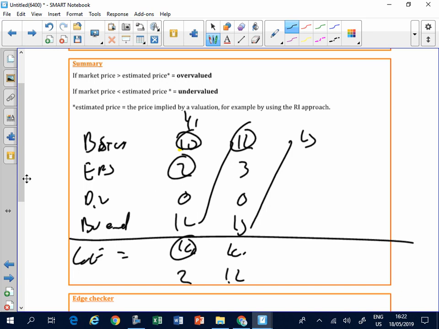Wait, no, that's 1.2, sorry. And here's going to be 1.5. So your cost of equity is now the same. After you've done that, you deduct your equity charge from your EPS, and that'll be your residual income.